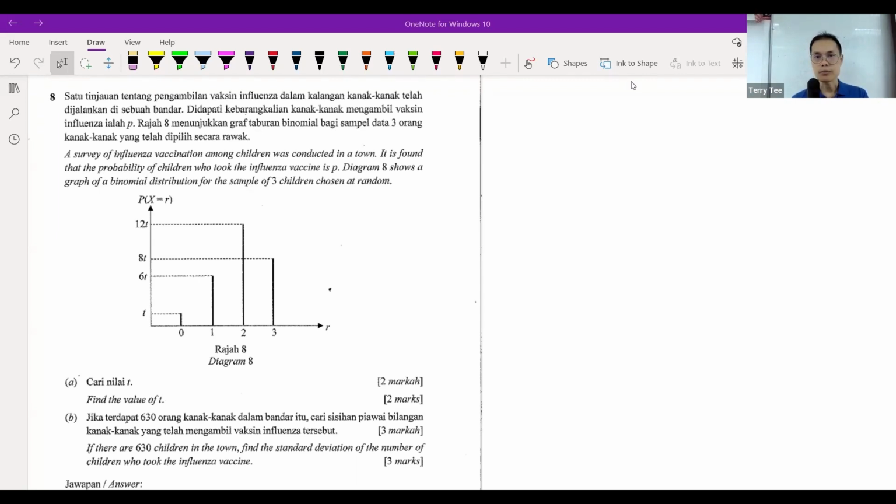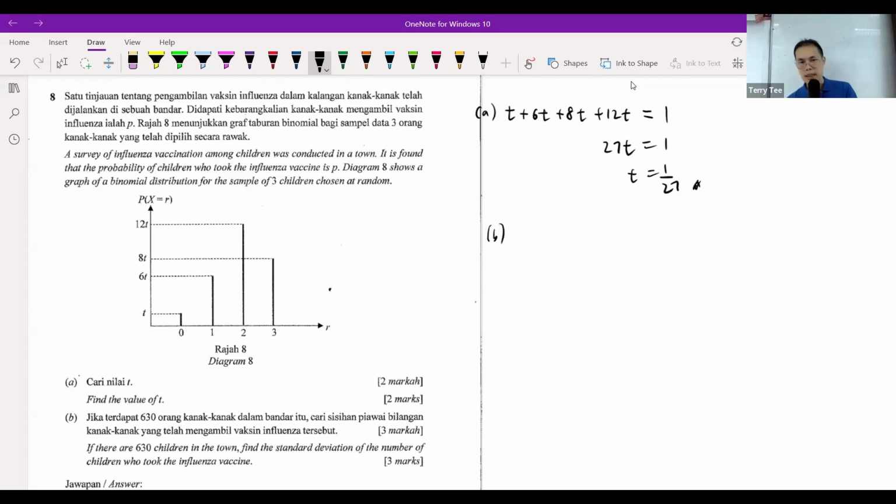Number 1, we know that total probability is always 1. This is a binomial distribution, right? So if you add together T plus 6T plus 8T plus 12T, the total is 1. When you add together, 15 plus 12, 27T is 1. T is 1 over 27. Okay, simple. Now, next, if there are 630 children in the town, find the standard deviation.